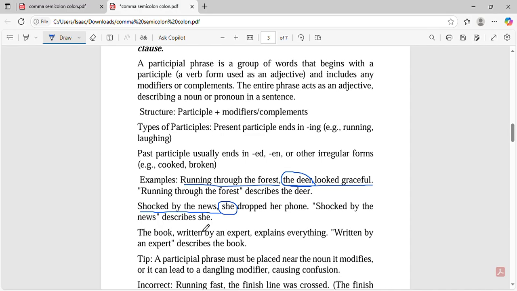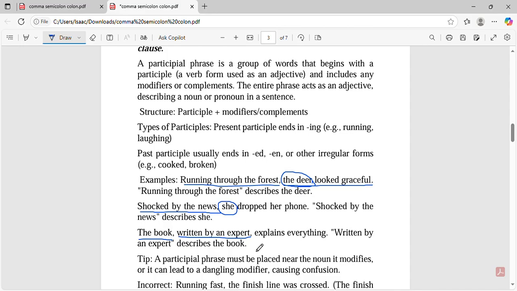And sometimes the participial phrase will come after the noun. For example, the book, this is the noun, written by an expert, this is the participial phrase, explains everything. So, written by an expert is simply describing the book, but of course, it has to be next to the book. And in this case, you need to use two commas to cut out the participial phrase.